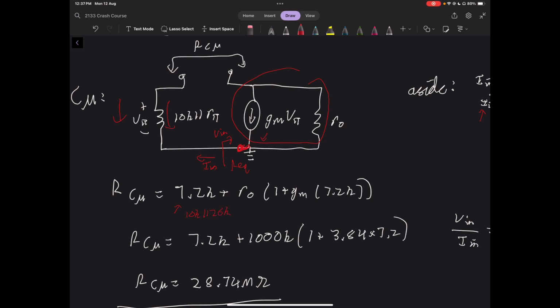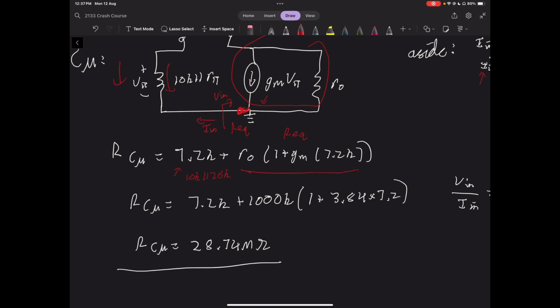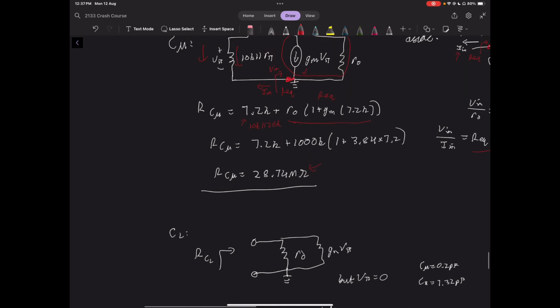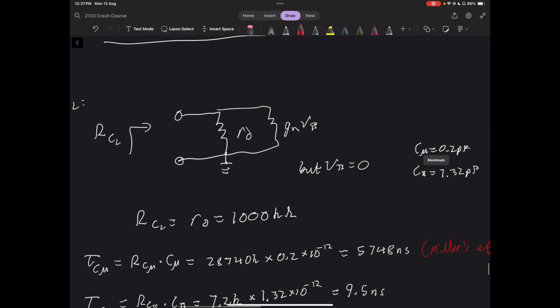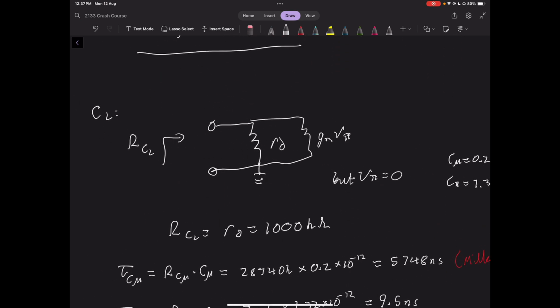Because R pi is 26K, plus the equivalent resistance that we found over here. And then we can just sub in our values, and that gives us our resistance over here. That's for C mu. And then the equivalent resistance for CL is pretty simple. We get this equivalent circuit over here. Sorry, this should be a current source over here.